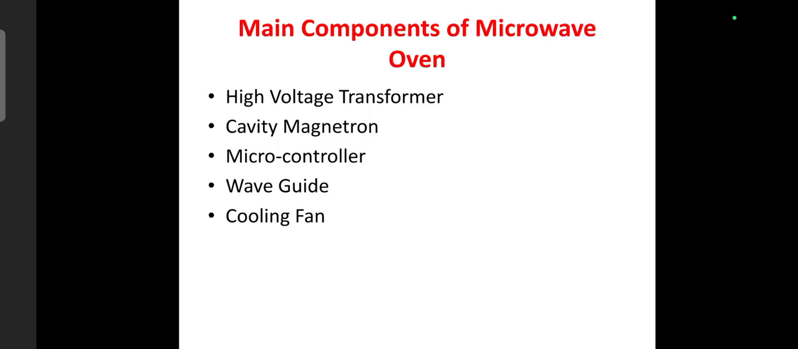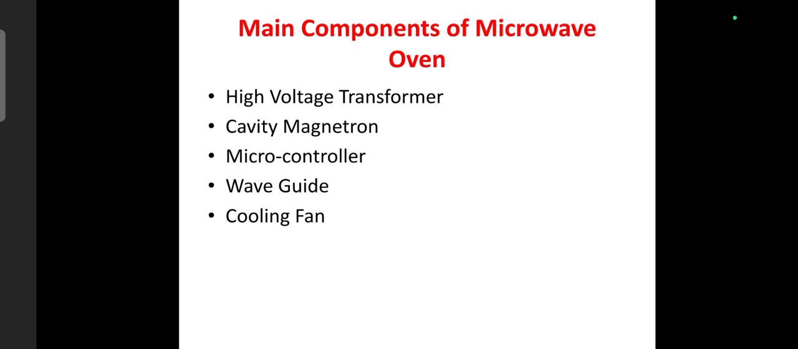Let us now understand the major components of a microwave oven. The first component is the high voltage transformer. It converts the normal supply voltage into a much higher voltage required by the magnetron. The second component is the cavity magnetron. This is the most important part of the microwave oven because it generates microwave radiation.